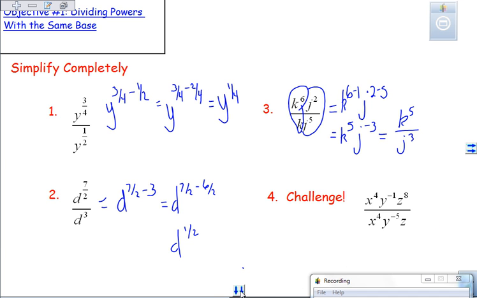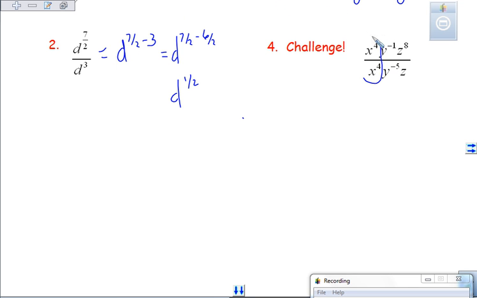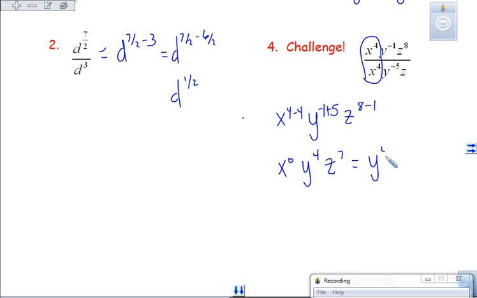So let's try our challenge problem. If we look at our x's, our y's, and our z's all separately. So in my x's, I get x to the 4 minus 4, y to the negative 1 minus a negative 5, and z to the 8 minus a 1. So we're just using the rule top number subtract from the bottom, top subtract from bottom, top subtract from bottom. So I get x to the 0, y to the 4th, and z to the 7th, which would simplify to y to the 4th, z to the 7th.